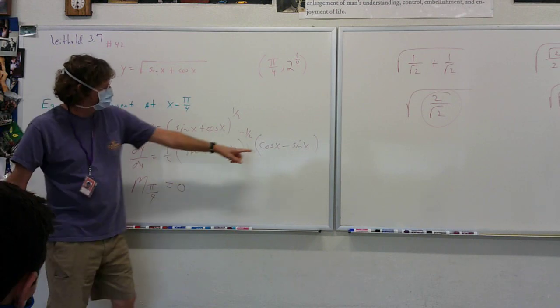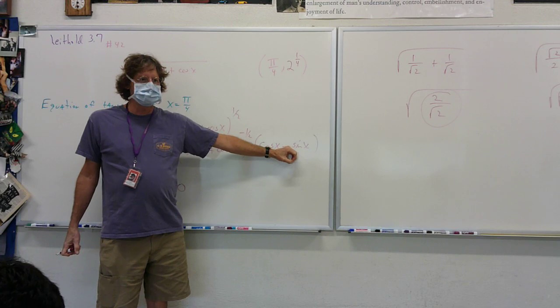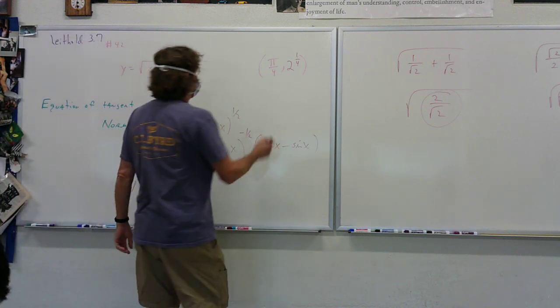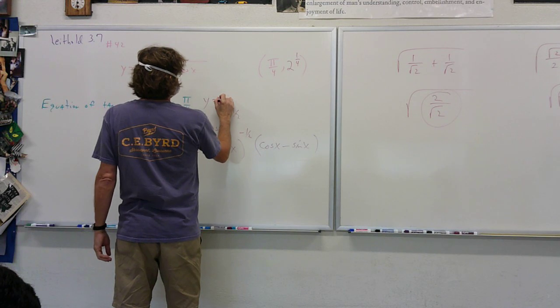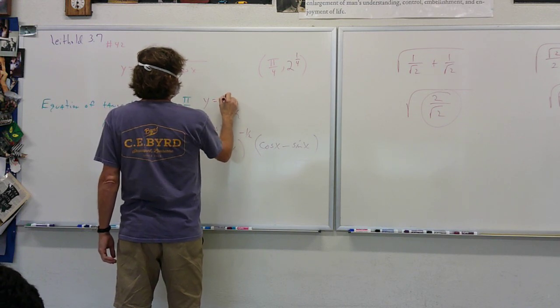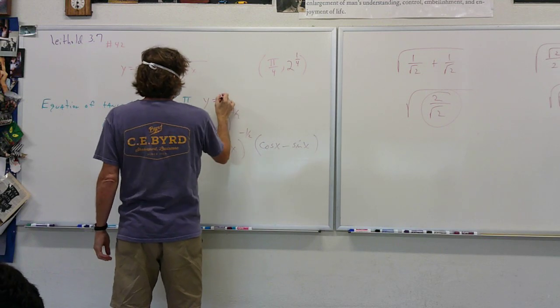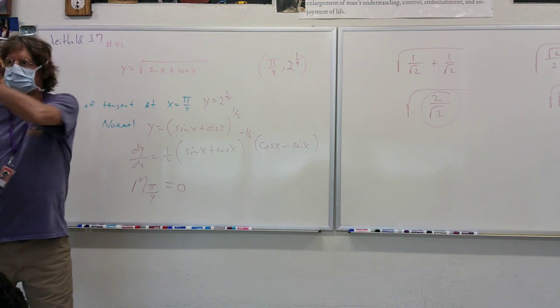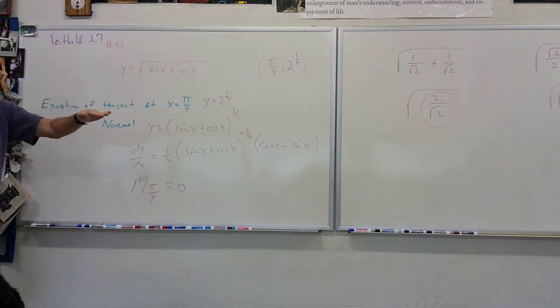So look, right here. Cosine of pi over 4 minus sine of pi over 4 is going to be what? 0. 0 times all that's going to be 0. So when you write the equation, it's a horizontal line. So the tangent is y equals 2 to the 1/4. Yeah, it's got to go through that point of slope. So y equals 2 to the 1/4 is your tangent line, because it's a horizontal line, right? Is that okay? Tangent line's horizontal.